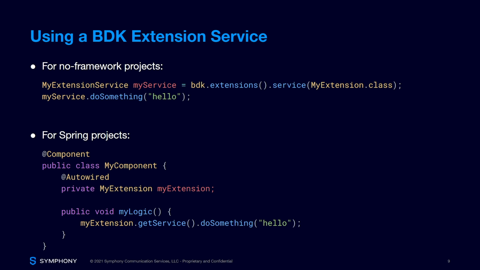Now that our extension is registered, how does our bot call a custom service? We can reference the extension using bdk.extensions.service followed by the extension class name. This returns an instance of the service class as defined in the getService method in the extension class earlier. Once we have this instance, we can call any public method within it. For Spring projects, since the extension instance is a bean, you can auto-wire it and call getService followed by the method calls.